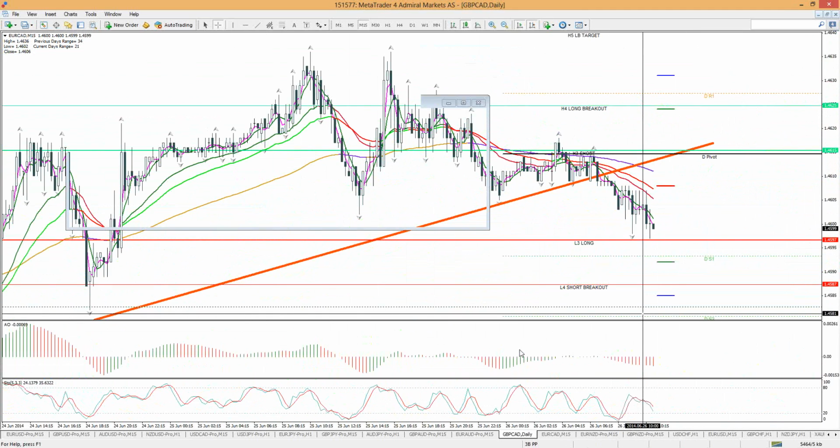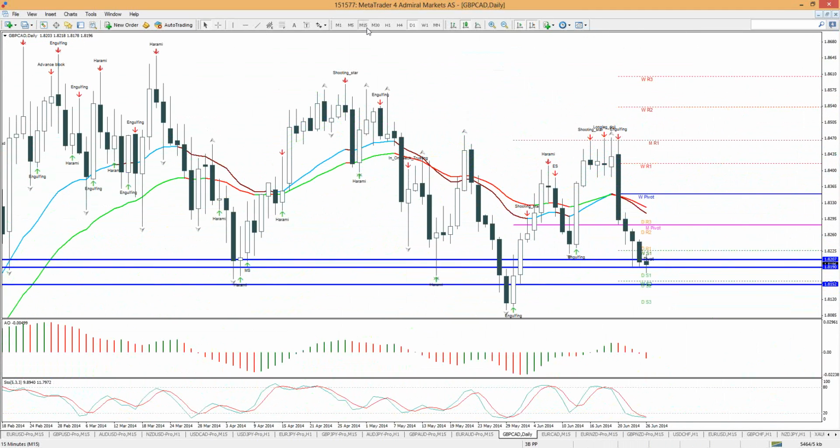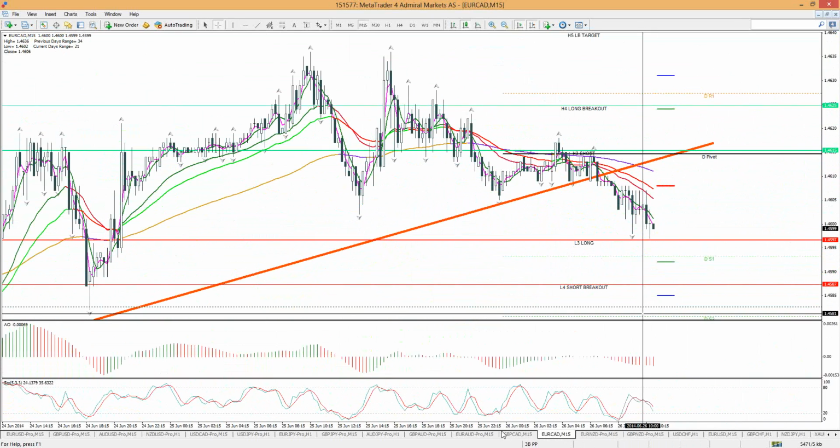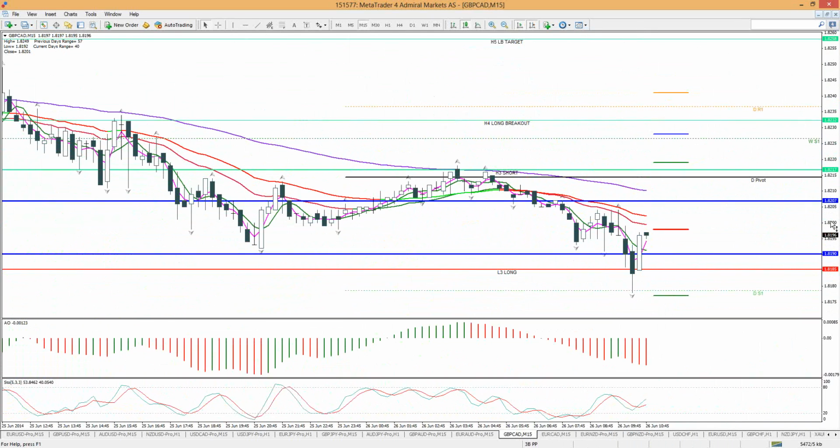Euro CAD is pushing. Pound CAD actually made a retrace, interesting enough. Pound CAD. Oh yeah, that's the one I was looking for actually. I was looking for a retrace. No, that was the Euro CAD. That was the Pound CAD? Now I don't remember. I think it was the Pound CAD. I was looking for a retrace. Yes, it was.